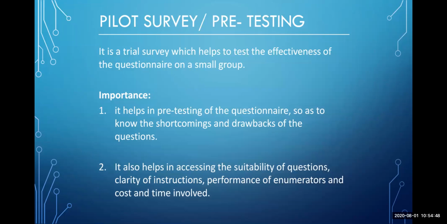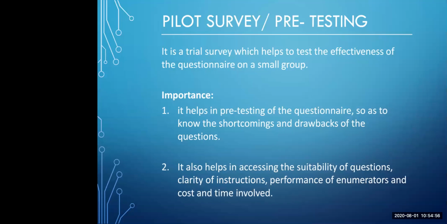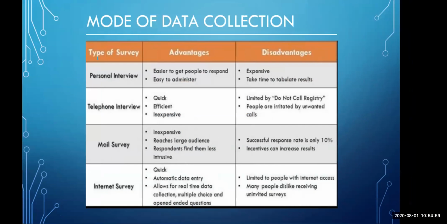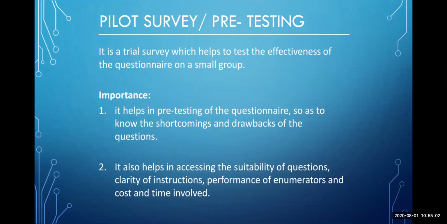So next, pilot survey. Now let's understand what a pilot survey or pre-testing is. As we know, these are the various modes of data collection. When you want to do a pilot survey, it is also called pre-testing. It is a trial survey which helps to test the effectiveness of the questionnaire. Let's say, for example, I have framed a questionnaire with a set of 10 questions. To find out whether those 10 questions are effective or not, I will do a pilot survey or pre-testing. I'll take 5 people as a sample, do the pre-testing and then try to analyze.